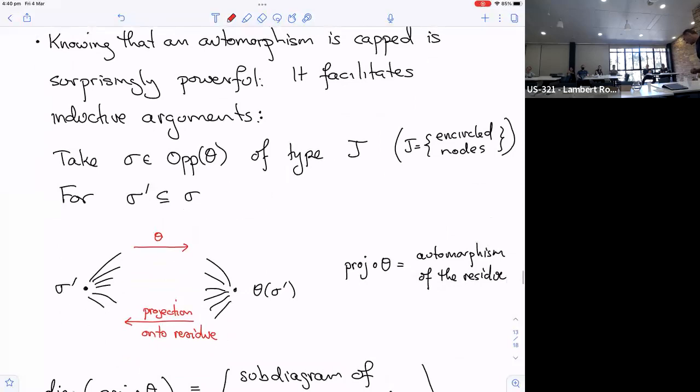Okay. So knowing that an automorphism is capped turns out to be super powerful, and a bit surprisingly. And the point is it facilitates inductive arguments, which is, I guess, somehow analogous to what Jeroen was talking about, where we're looking at residues and so on. Let me just explain that very briefly. So let's say we have a capped automorphism, and take a simplex of this maximal type that I called J earlier, mapped onto an opposite. So in our E8 example, that's a type 1,8 simplex, contained in some chamber, mapped onto an opposite.